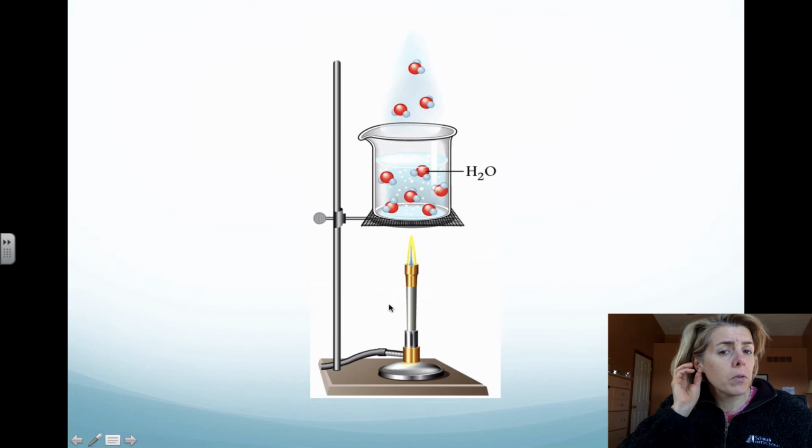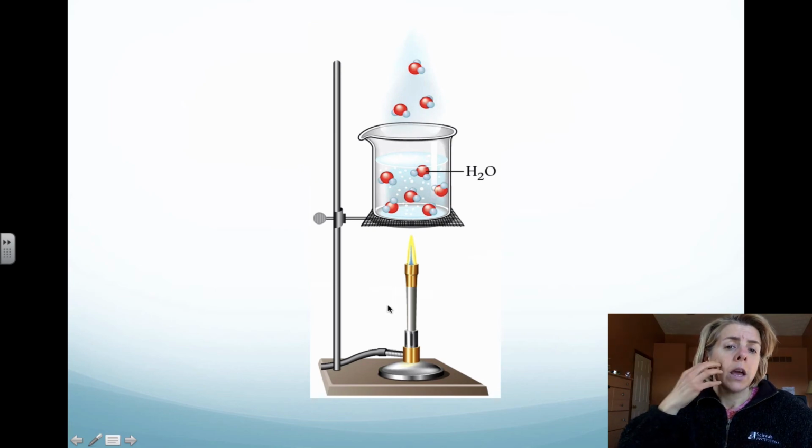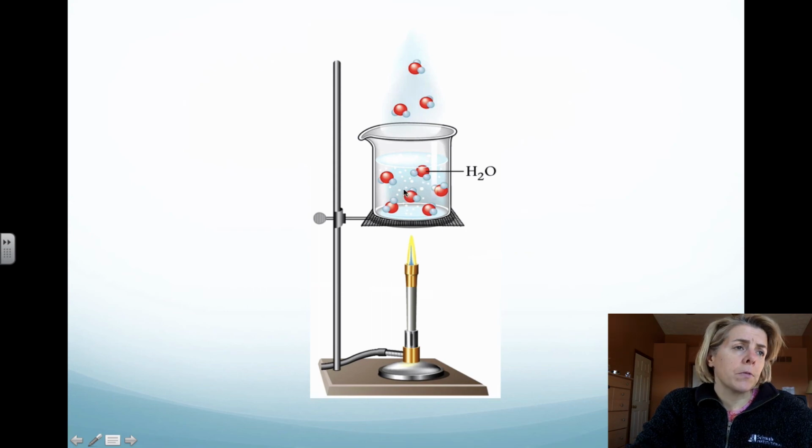Here we have an example of water. So we have water in the liquid phase. We have to put energy in the form of a Bunsen burner, and we're breaking the attractive force or the hydrogen bonding between the liquid water molecules to create these gas water molecules. And as we do this, we're putting kinetic energy into the system, and we're actually storing potential energy in these molecules.